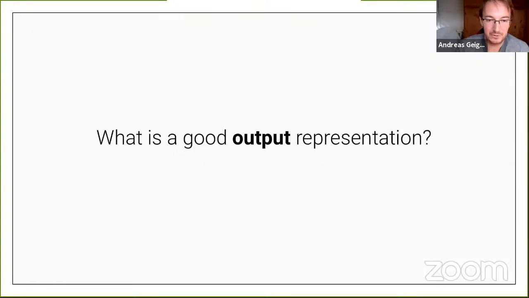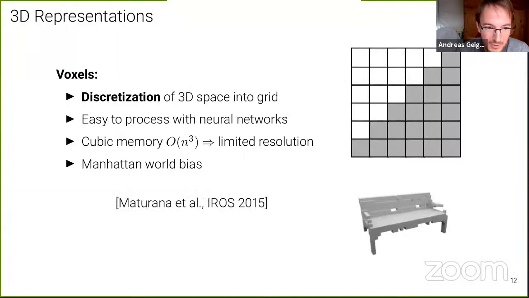Okay, so the input representation to this problem is pretty clear, right? It's a 2D image. You can use a 2D convolutional network for extracting features from that image. But what is actually a good output representation? What is a good output representation that works well with neural networks, that can be easily predicted by a neural network? People have looked at multiple output representations for 3D structures being predicted with a neural network.